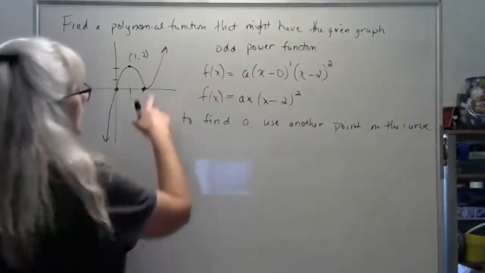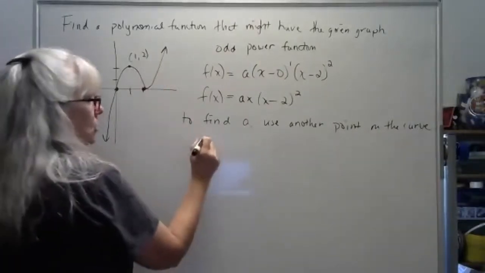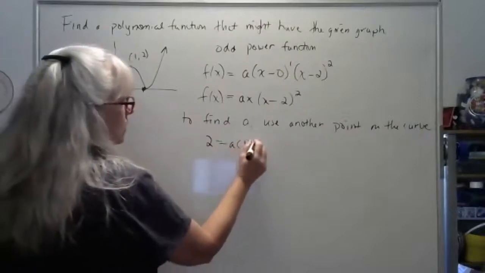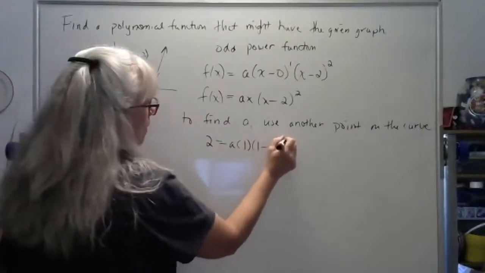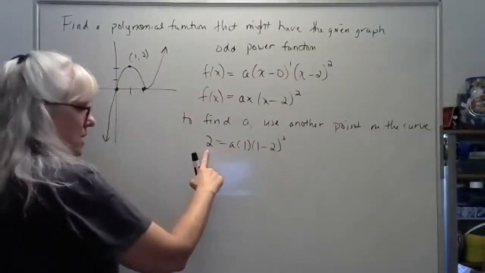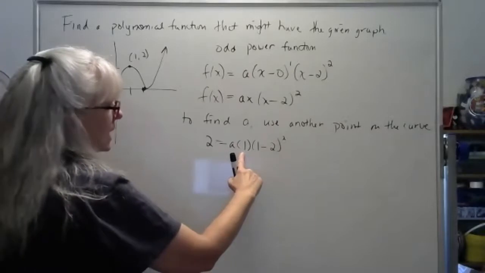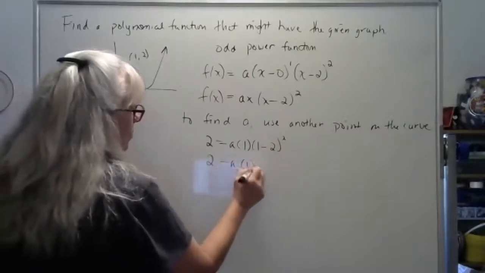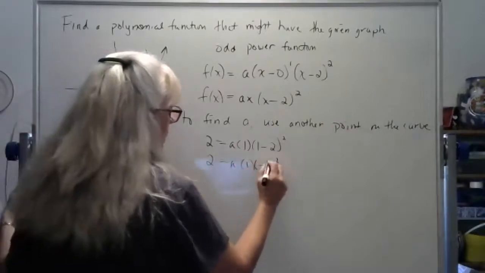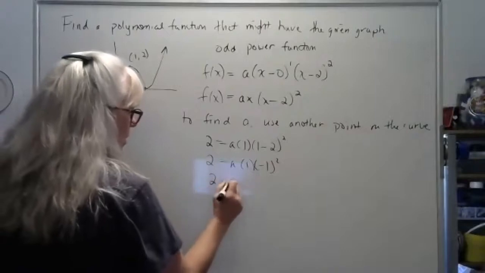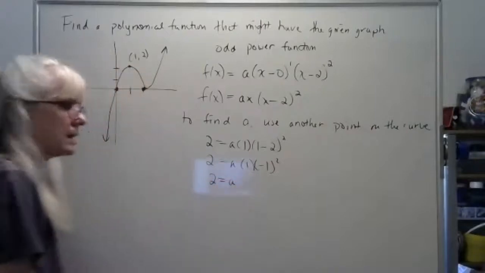So we're going to let y be the 2, and we're going to replace all the x's with a 1, because x is 1, y is 2. So I let f of x, which is my y, be the 2, and I'm going to replace all those x's with a 1. And then I just have to clean that up. So that's a 1. That's a negative 1 squared. So negative 1 squared is a positive 1. So it looks like I'm going to get a is equal to 2.